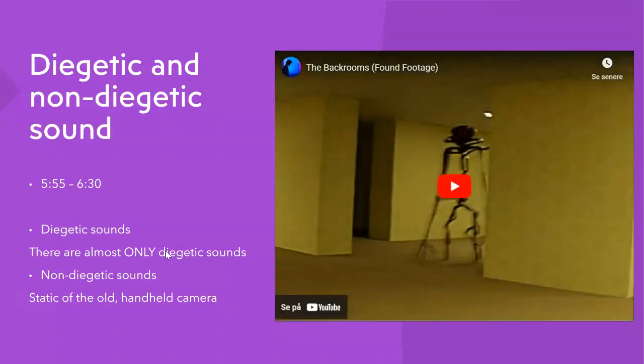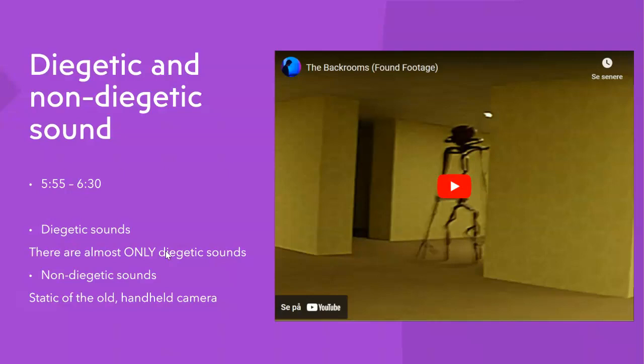Yes. Then we have the diegetic and non-diegetic sounds. There are almost only diegetic sounds, because again, this is found footage. The character dies. He doesn't really have time to put anything in, and there is no corruption in the footage or anything like that. So there are almost only diegetic sounds.